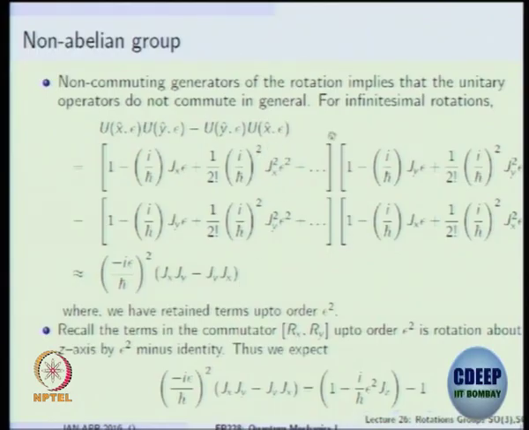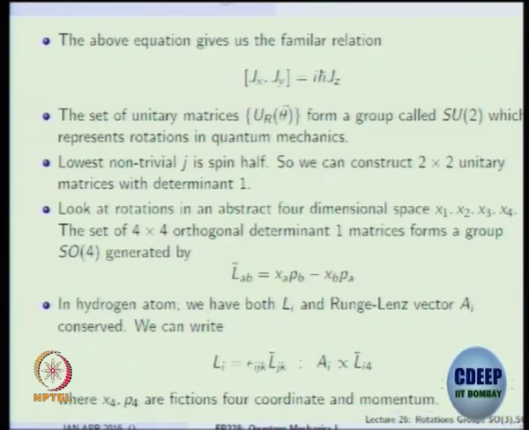But you know that this right hand side was rotation about z axis by an angle epsilon squared minus identity. So try and write that out. If you do that, 1 minus i by h cross epsilon squared angle times Jz minus 1, they cancel. If you compare the epsilon squared terms, you get automatically that the commutator of Jx, Jy is non-zero and is exactly what you have been studying, giving you i h cross times Jz. Okay. So the above equation gives us the familiar relation.